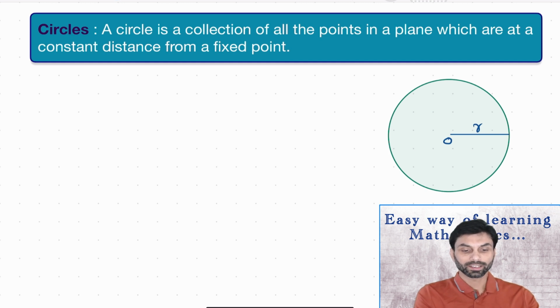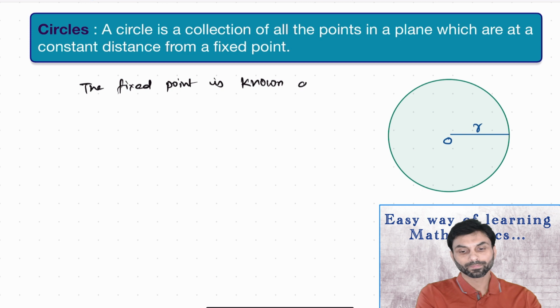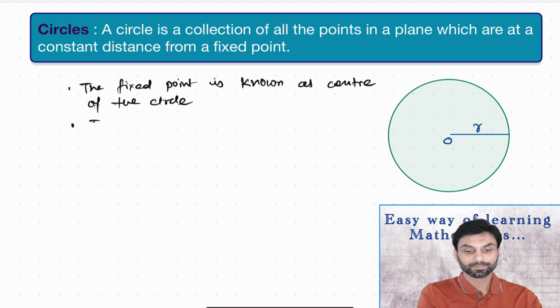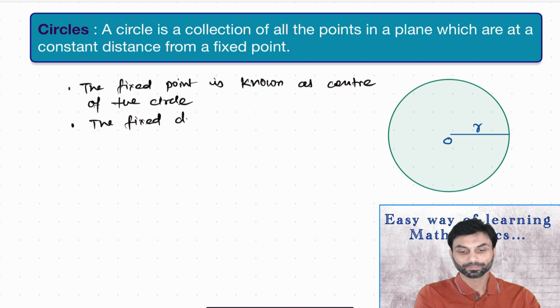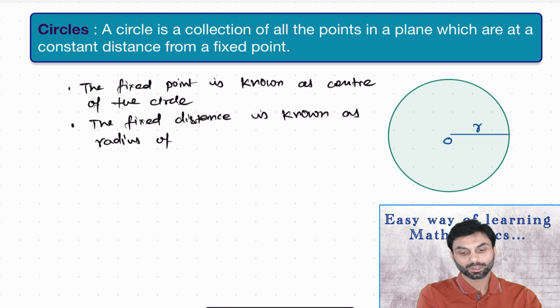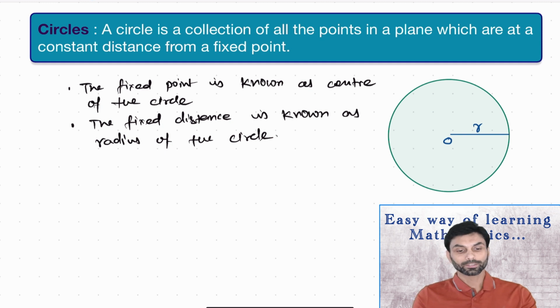So in this case, we can say that the fixed point is known as the center of the circle, and the fixed distance, or we can say constant distance, is known as the radius of the circle. Moving to the next point.